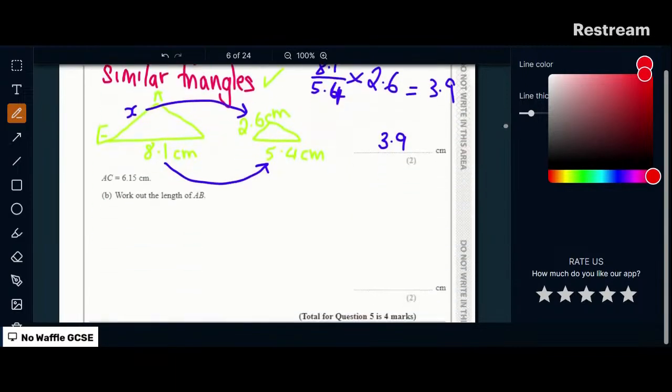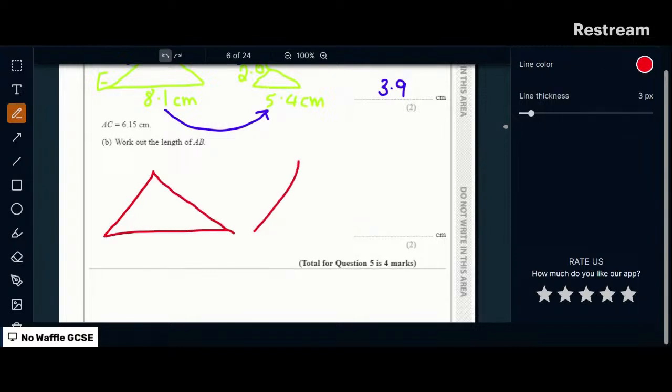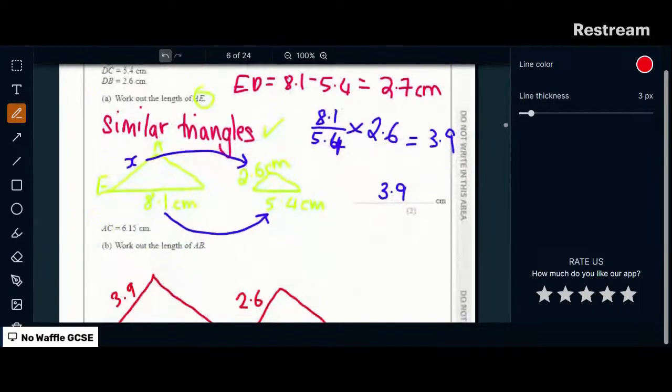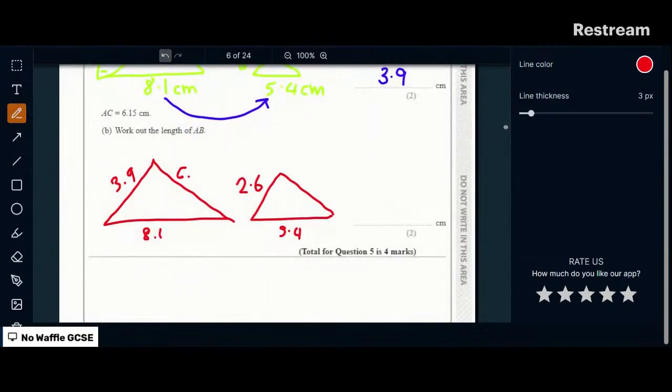So for this last bit, work out the length of AB. So I might redraw the triangles again because it's slightly messy. So one is smaller. So the base, this one is 8.1, this one is 5.4, this is 2.6, and we worked out this is 3.9. And we're now given that AC is 6.15. So can we now work out this length there?